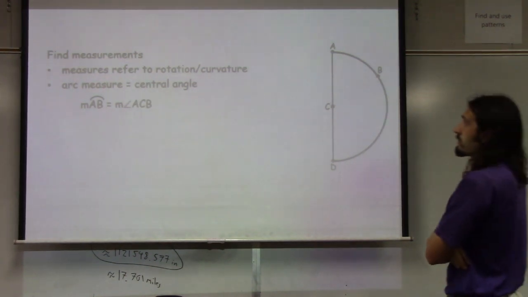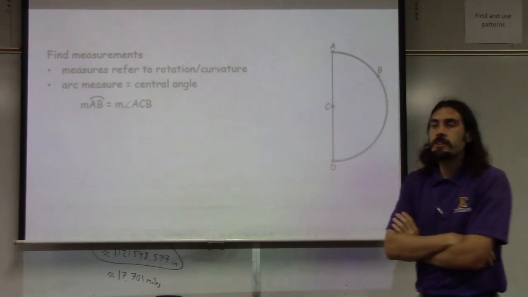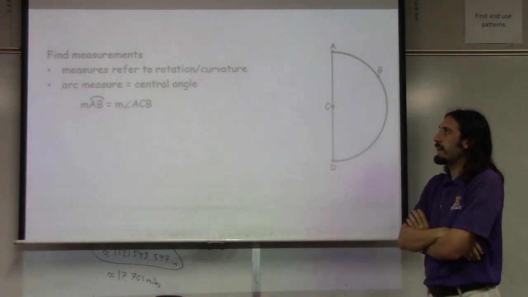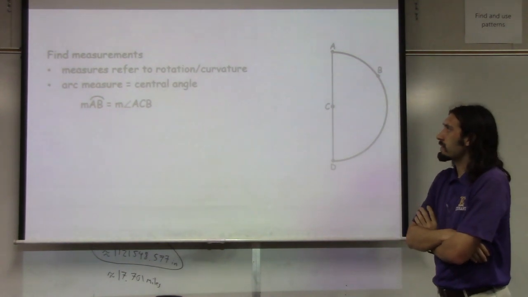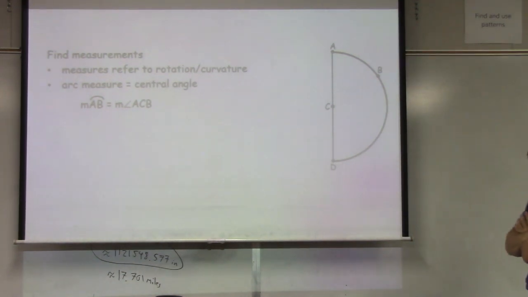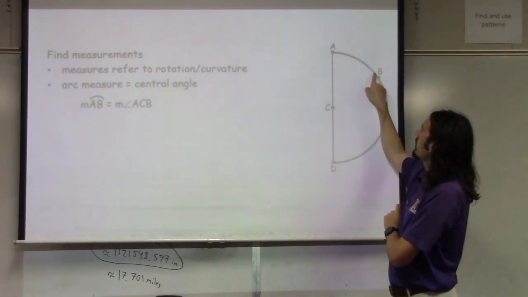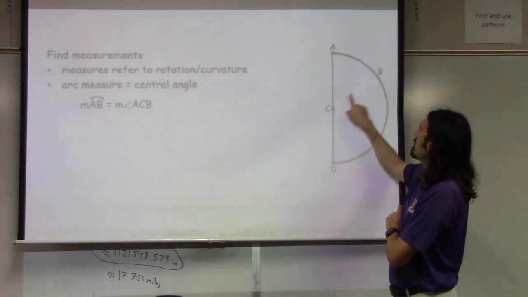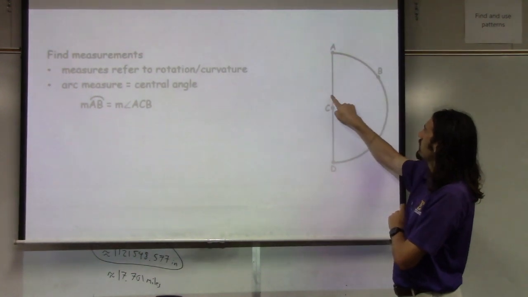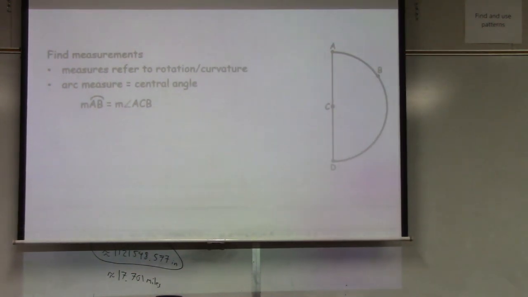Finding measurements for our arcs. Arc measures refer to the rotation or curvature, and they're specifically defined by their central angle. So in the case over here, if I want to give a measure to this arc right here, it is going to be a match to whatever the central angle is. So the measure of the arc matches the central angle. So obviously a semicircle is 180 degrees.